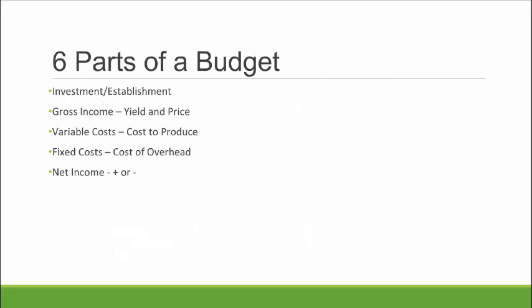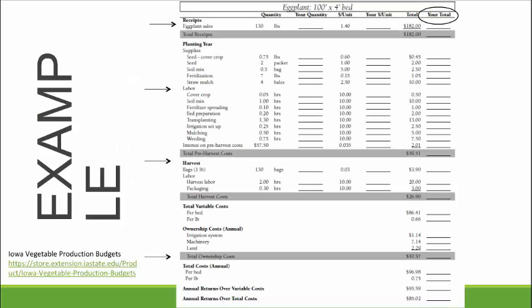So here's the 6 parts that we're going to talk about of the budget, and we've got the investment and establishment. We have the gross income. How do you get gross income? It's your yield times your price. Then you've got your variable costs, the actual cost to produce that crop. You've got your fixed costs, which are your costs that you incur no matter what. You still owe the bank on the land or the machinery or your taxes. And then you've got your net income.